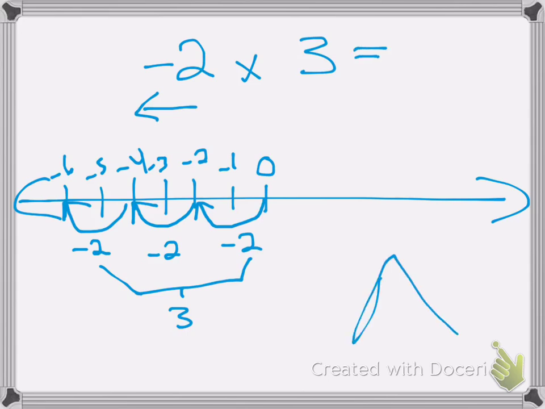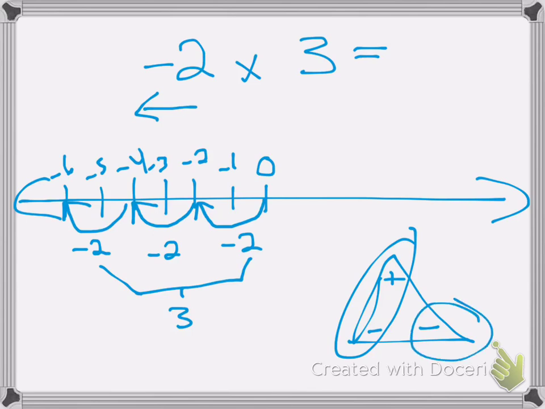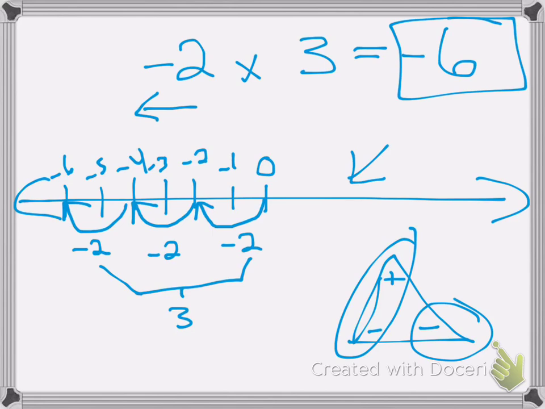Remember the triangle. We've got a negative and a negative and a positive. And in this case, we've got a positive 3 and a negative 2. So we know our answer will be negative. And 3 times 2 is 6. So your answer is negative 6. Okay, there's a diagram with the number line. Then you've got a diagram with counters.